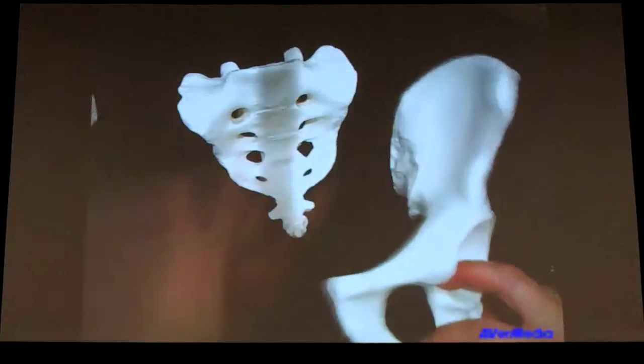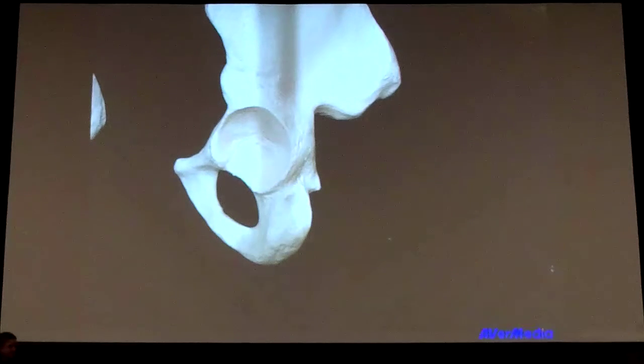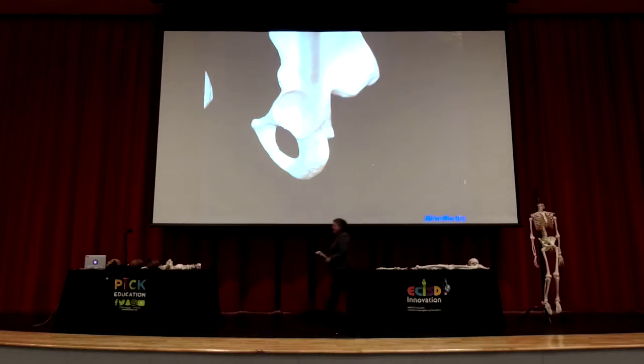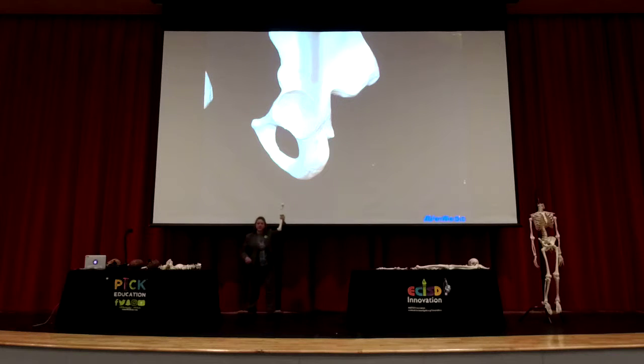Let's talk about this little joint right over here. See that little thing? That big cup? That's a lot more stable compared to the joint we saw in the upper extremity with the shoulder, the scapula. What's this bone? Anyone know? Femur.